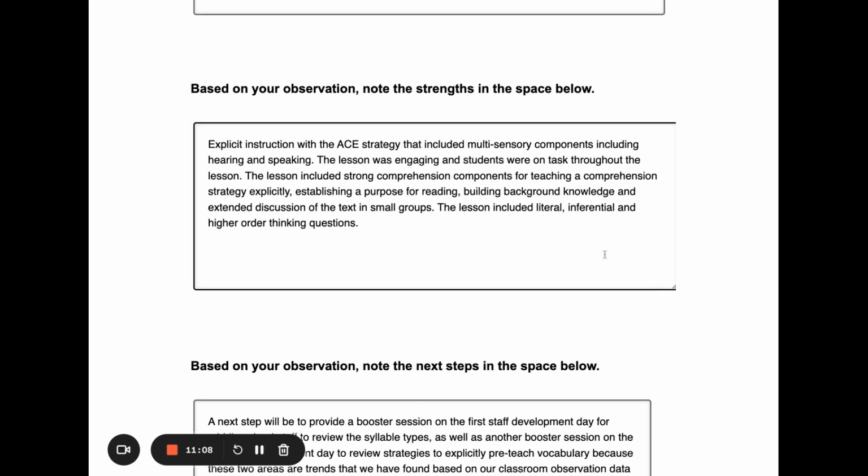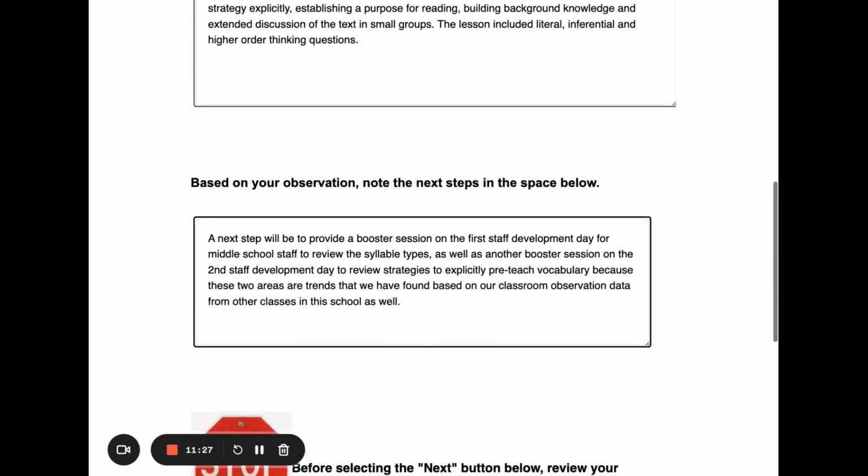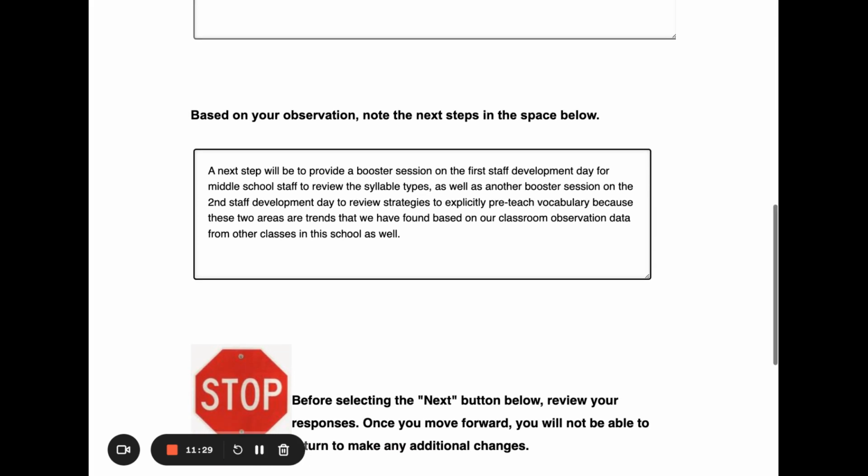So for this particular lesson, we noted the following strengths. The lesson included explicit instruction with the ACE strategy and included multisensory components, including hearing and speaking. From our notations within the fidelity observation section, we found the following as next possible steps.